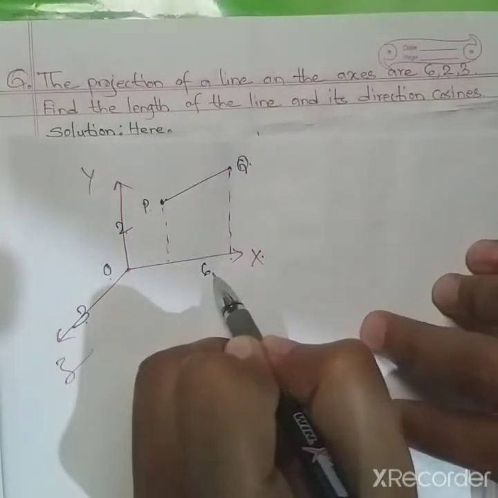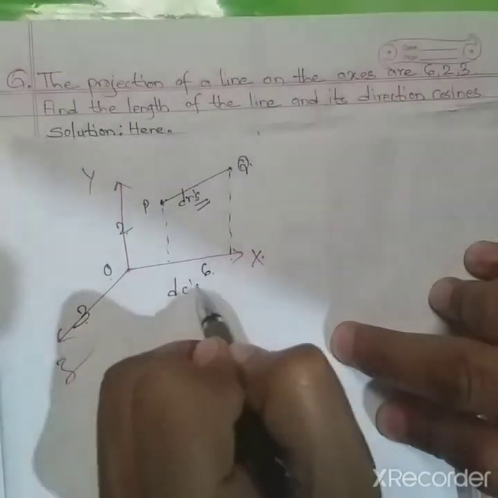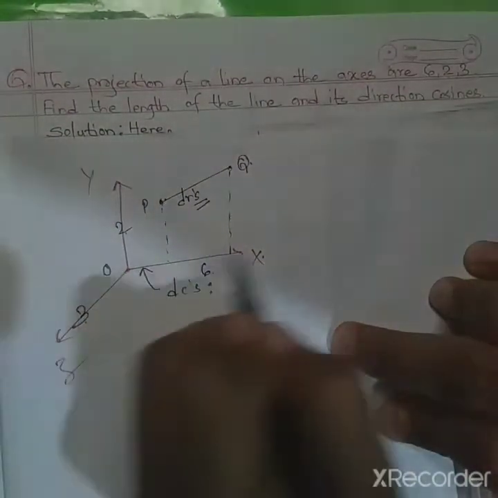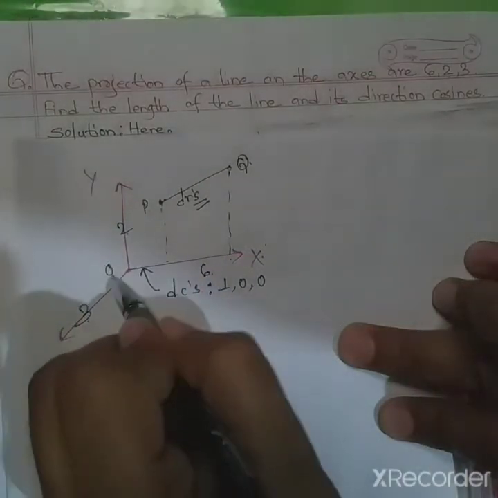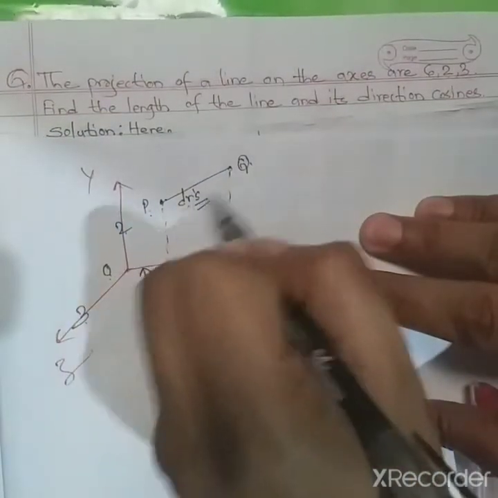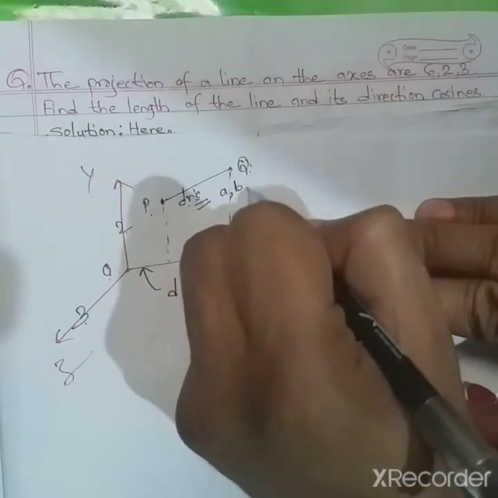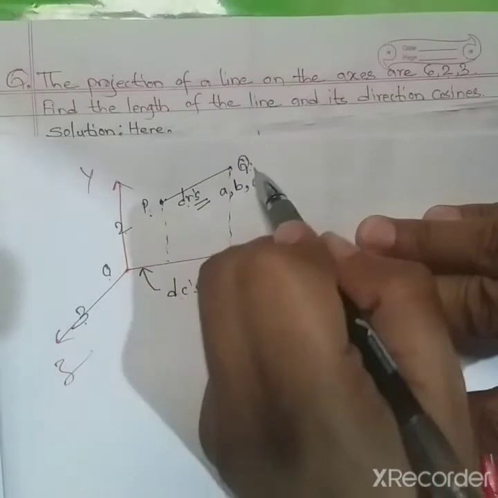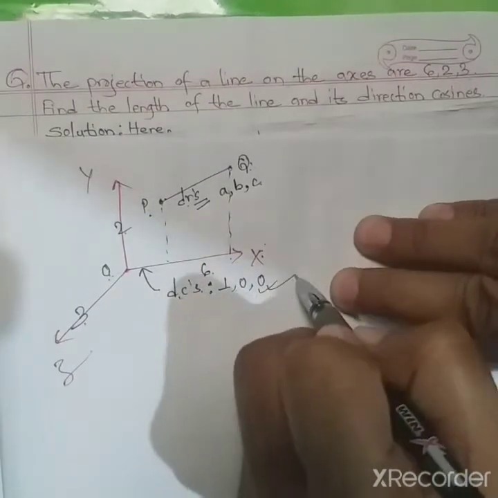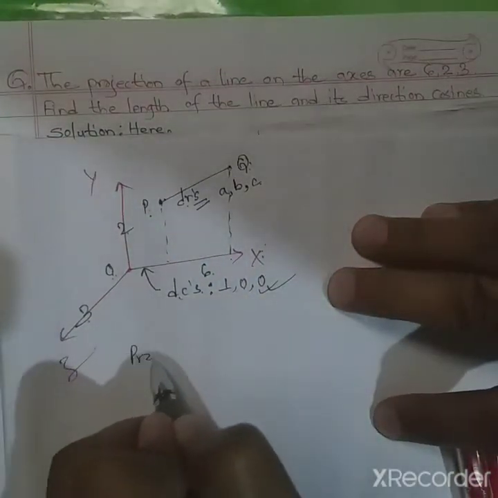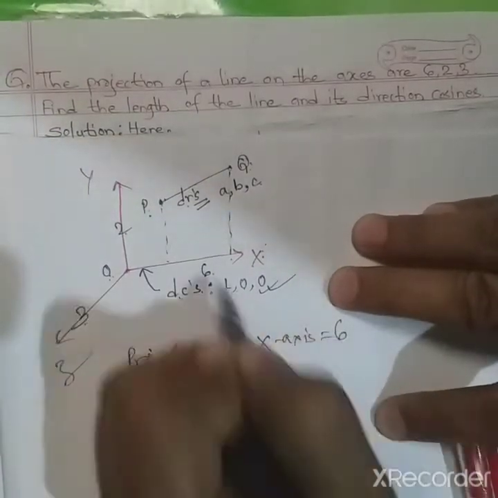According to the formula we just discussed, we need the direction ratios of the line PQ and the DCs of the line OX. So what are the DCs of the line OX, or the x-axis? Obviously, 1, 0, 0. These are the direction cosines of the x-axis, isn't it? We consider the direction ratios of the line PQ as A, B, C, and the direction cosines of the x-axis are 1, 0, 0, universally known. So the projection of PQ on the x-axis is given as 6, from the question, isn't it?